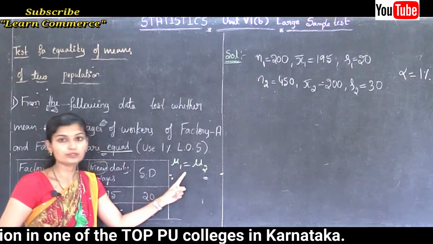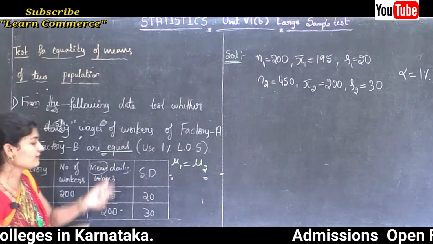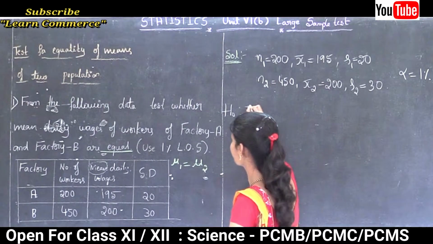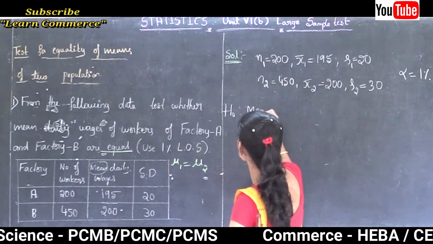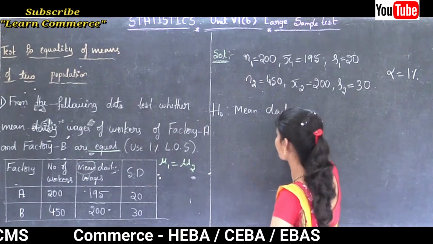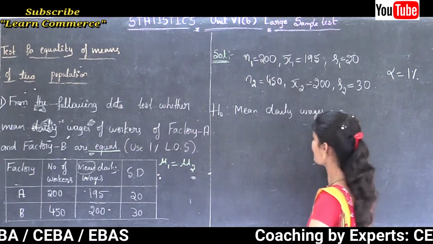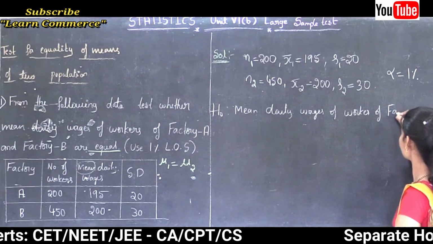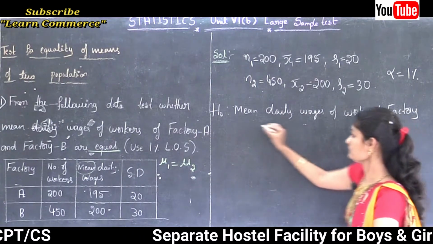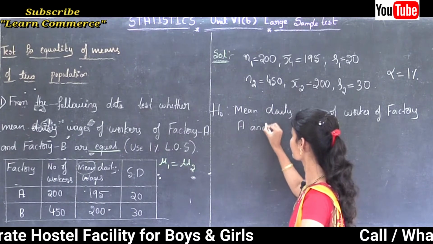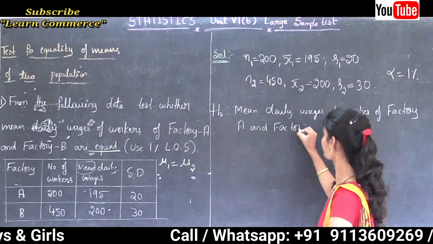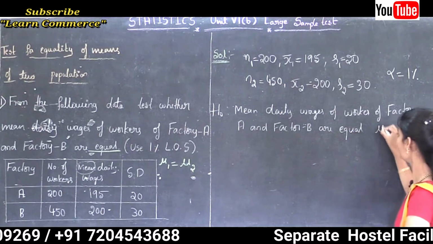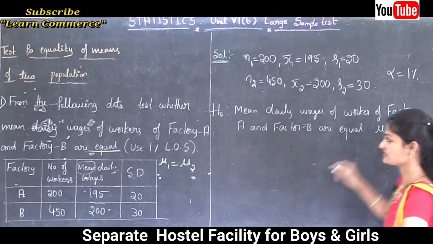If it is of the equal type, then it is the null hypothesis. So H0: mean daily wages of workers of factory A and factory B are equal, that is mu1 is equal to mu2, as given in the question.